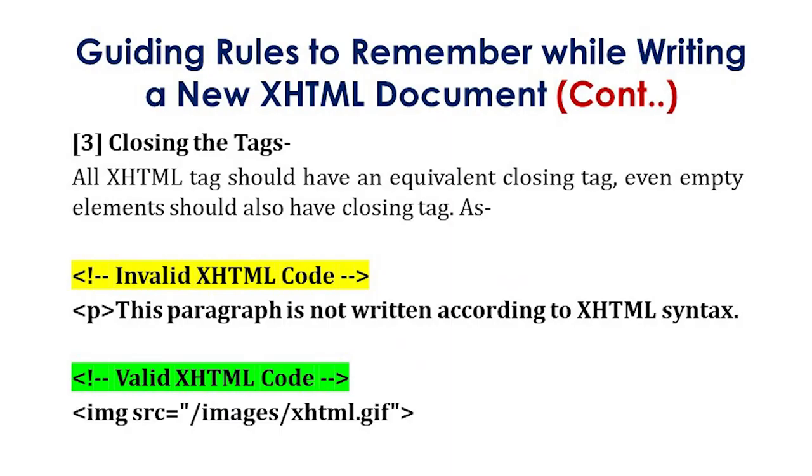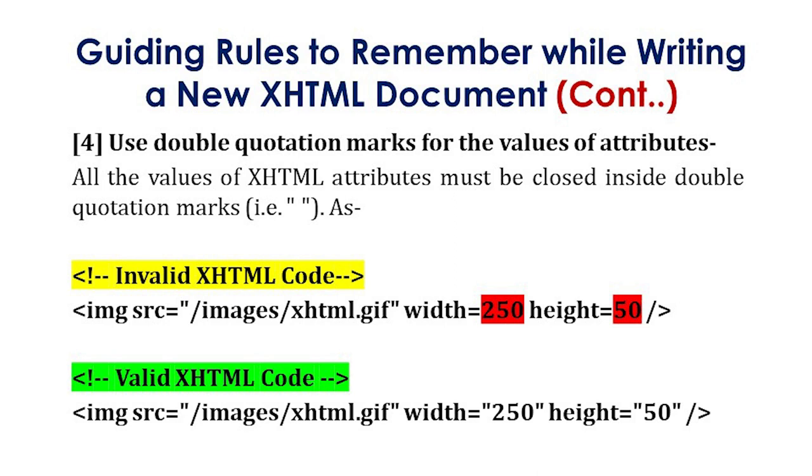The third important point to remember is closing the tags. We must always remember to close a tag which has been started. In the example here, in the invalid code we have a paragraph tag, but we did not close it. In the next line you see valid XHTML code, and the image tag is there and it has been closed. Use double quotation marks for the values of attributes. This is very important to know. All the attribute values in XHTML documents must be enclosed inside double quotation marks, or inverted commas.